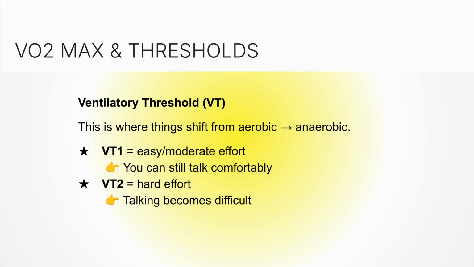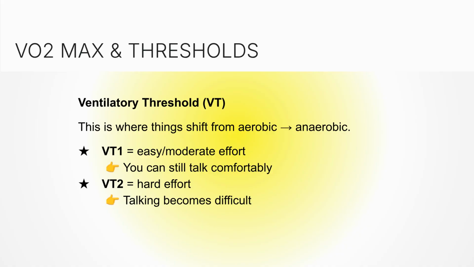Your ventilatory thresholds are where things shift from aerobic to anaerobic. In other words, where your body goes from using oxygen as its main fuel source to using glycogen and glucose. When training clients, this could be easily measured using a simple talk test. At the VT1, your client is producing easy to moderate effort levels in any sort of cardio fitness test. They can still talk comfortably while exercising at this threshold level.